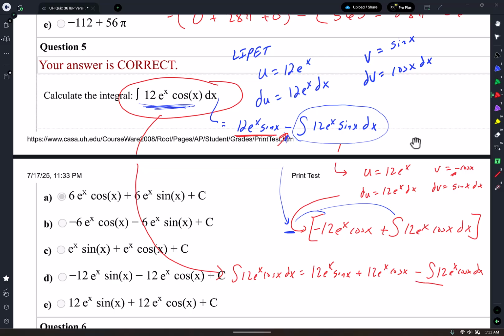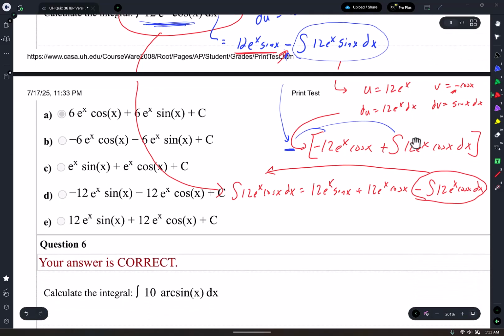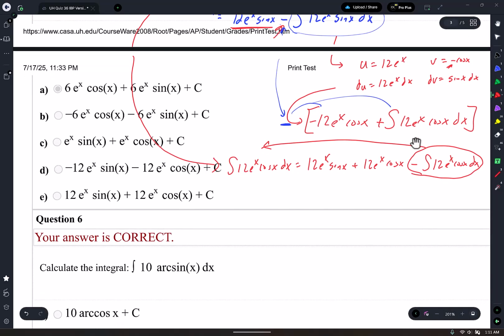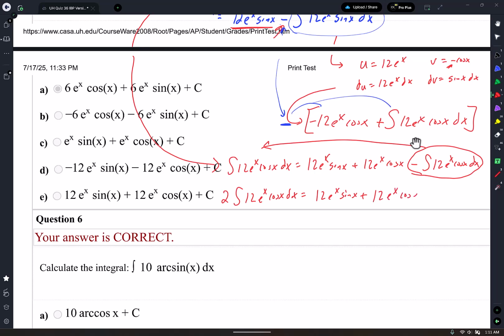So now what we're going to do is just algebra. Now I'm going to move that to the left. So you're going to have 2 of those, because that's a 12 e to the x cosine x, and I have 12 e to the x cosine x there. So I'm going to have 2 of these, 12 e to the x cosine x dx, equals 12 e to the x sine x plus 12 e to the x cosine x. And then to get rid of that 2, just multiply by half, right? So times 1/2, whatever you do to one, you do to the other. So times 1/2.